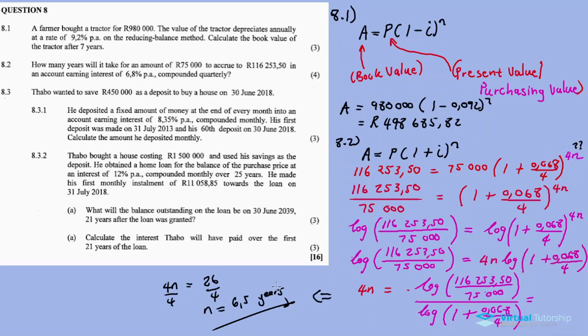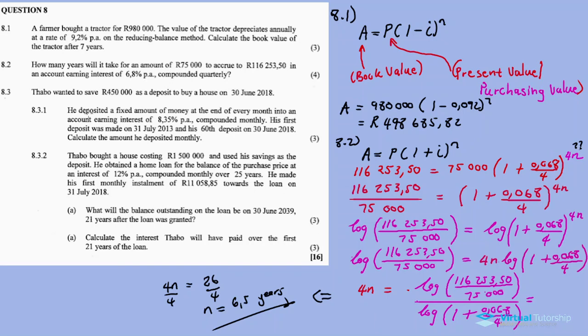Now 8.3. Thabo wanted to save 450,000 as a deposit to buy a house on 30 June 2018. So Thabo is sitting at home thinking, I want to buy a house on the 30th of June 2018. We don't know where he's sitting, the year he is thinking of this amount, this dream or vision he has.